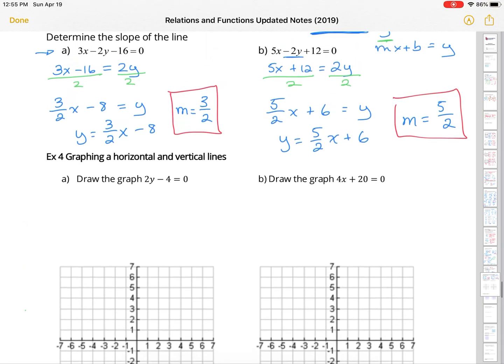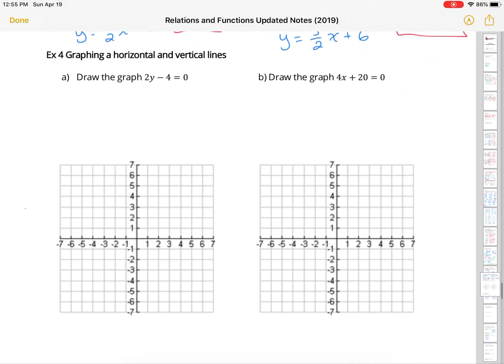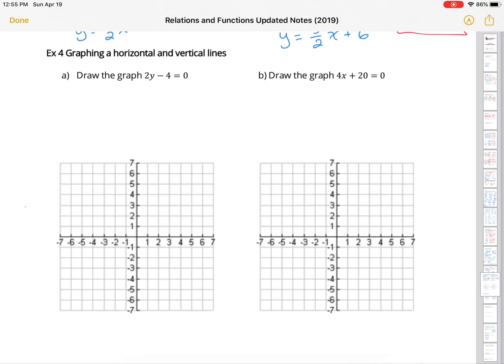Now, hopefully that makes sense to you. It's just rearranging formulas. These are skills that you should have. You've been doing this for a while, so it should be something you're able to do. Graphing a horizontal and vertical line.